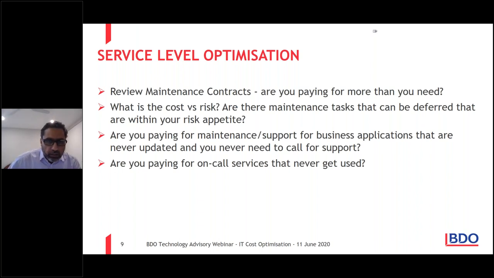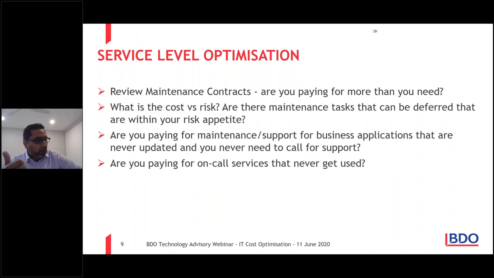The next one is around balancing cost versus risk. As I said earlier, every time you look at a contract, if you change the frequency, the quantity, or the pricing mechanism, they expose you to a different level of risk. But having that openness in terms of what are acceptable risks versus what are unacceptable risks will help us get the balance between cost and risk right.